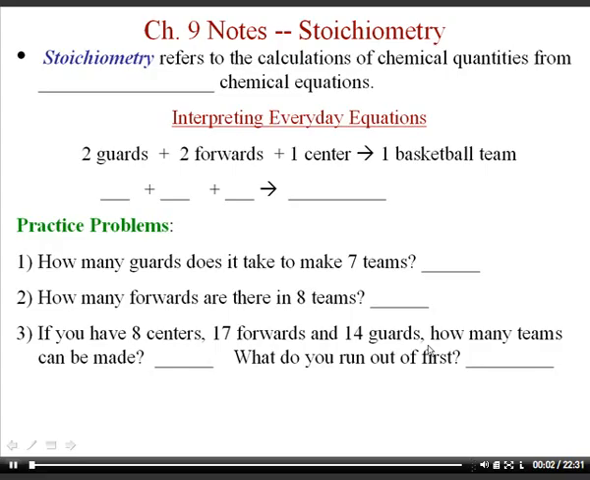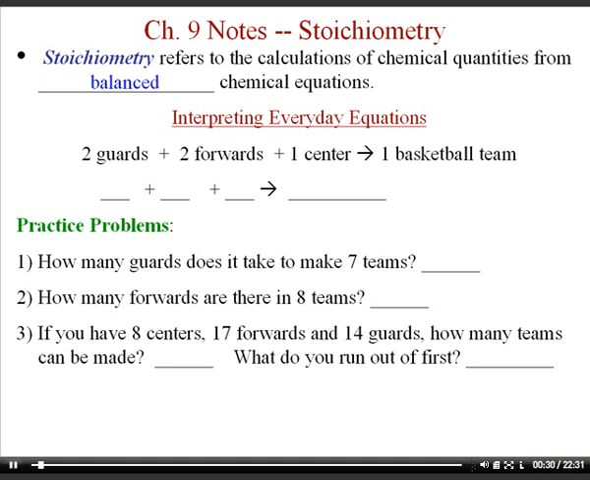This lecture will be the Chapter 9 lecture on stoichiometry in first-year chemistry class. We first covered the definition of what stoichiometry means. It refers to calculations of chemical quantities from a balanced chemical equation. So basically we're going to be doing conversion problems where we have a balanced chemical equation and we're going to determine the amount of starting materials or products that you have or you can make if you know the balanced chemical equation. So here's an everyday equation.